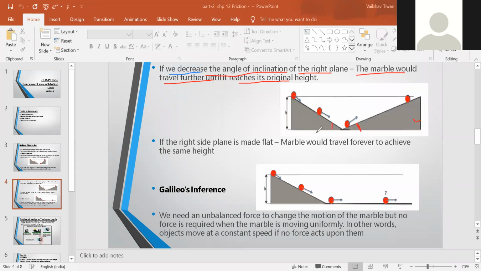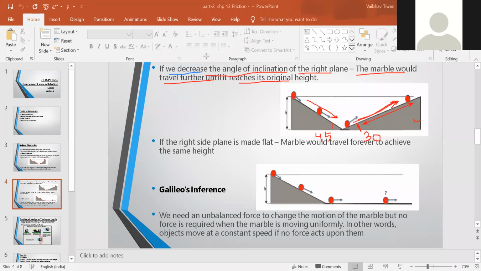Say this one is 45. Let this one be 45. The angle is 45, and on this side the angle, let it be 30. So if the angle is 30, of course the path or the length would be more to reach the same height. So on this side the ball will cover less distance, but on this side the ball has to reach the same height, so it will cover more distance. It is going to cover more distance on this whole path.